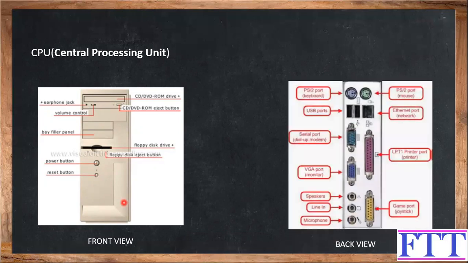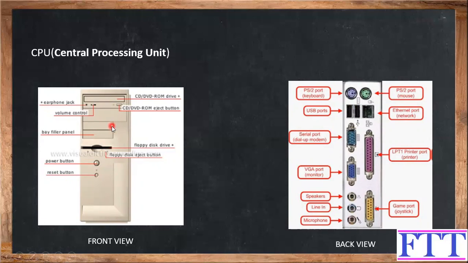So how is the back view? The back view is very simple. There are PS/2 ports, two ports. One port belongs to the keyboard, we use this first pin to connect the keyboard, the PS/2 port. Another PS/2 port, this is for connecting the mouse. After that there are two USB ports here. If needed we can also make USB ports at the front.